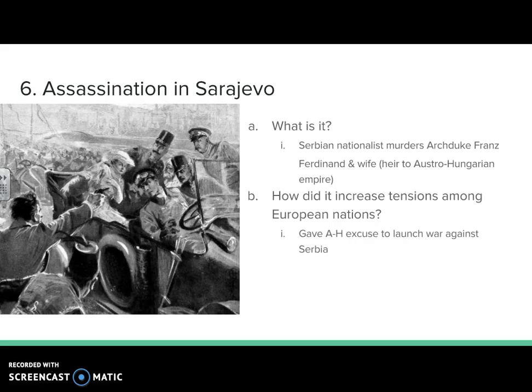Basically, it gives Austria-Hungary an excuse to launch a war against Serbia. And Serbia is an interesting piece because they're friends with Russia. They're allies with Russia. So when Austria-Hungary launches a war against Serbia, this draws Russia in. And now that we have two of the great powers with those alliances, it's going to bring in a lot of other nations into World War I.